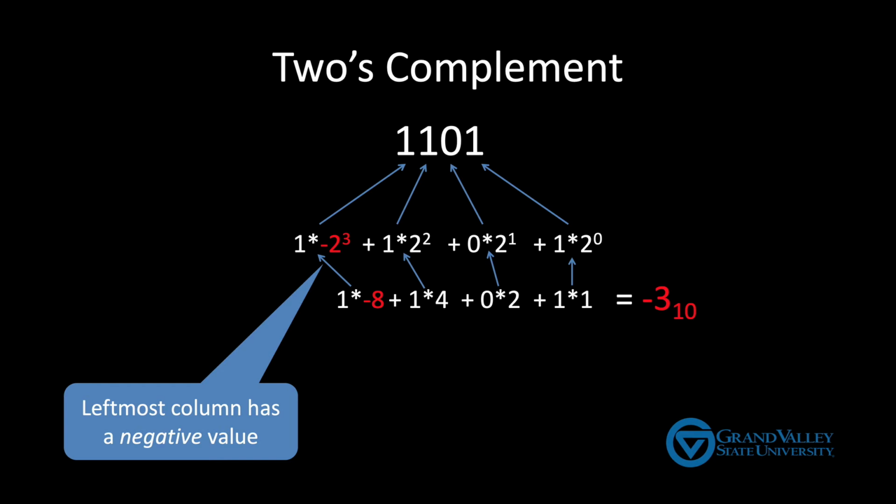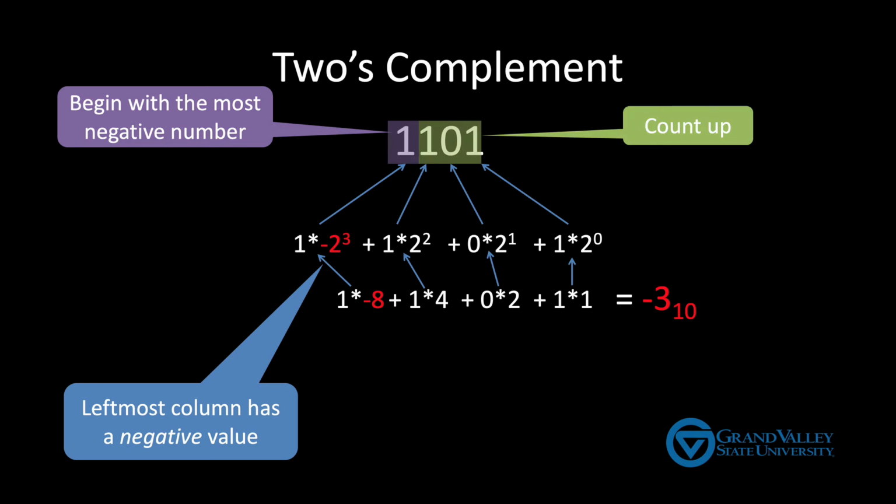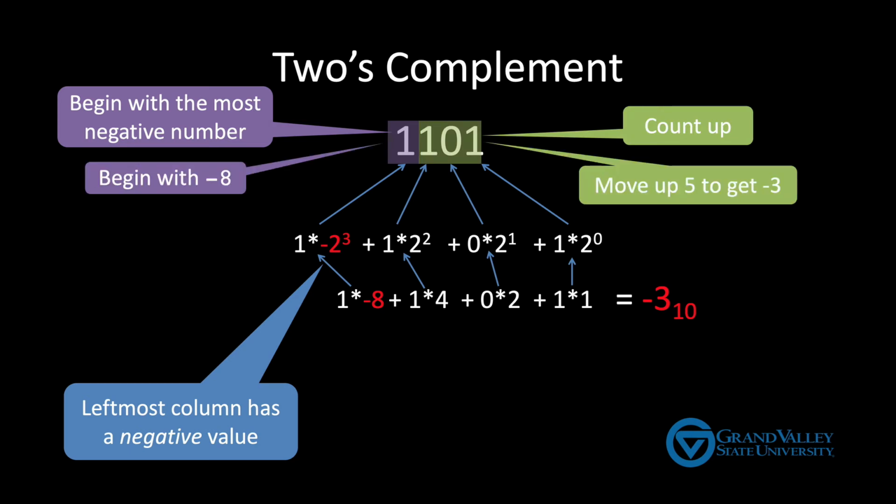So what we're doing when we look at a 2's complement number, if it begins with a 1, we start with a negative value and count up. So in this case, we begin with -8 and move up 5 to get -3. Now what we're looking at here is the formal definition of 2's complement, the formal specification of what each place value is. However, in practice, when working with negative numbers, we use one of 2 shortcuts.